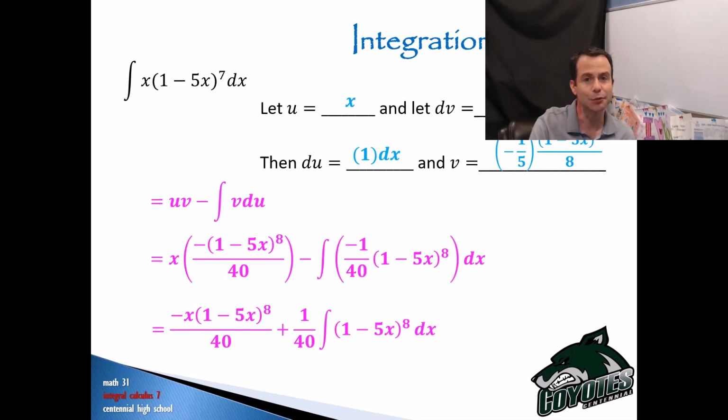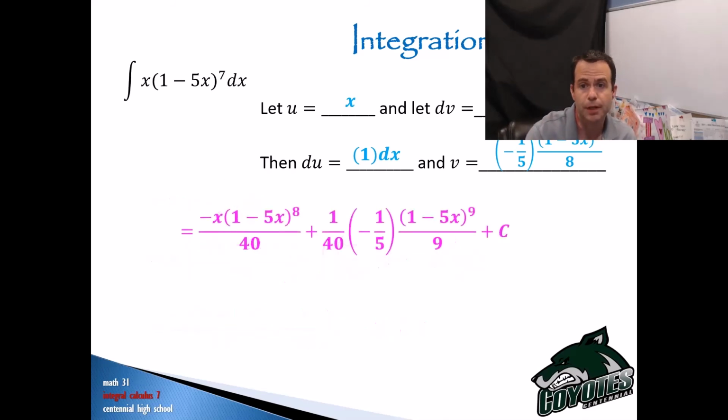When I take the derivative, I would end up taking the derivative of the inside function, which would end up being a negative 5. So I have to have something that I'm multiplying by to divide out the negative 5 that appears. Okay, so I end up with my 1 over 9, my negative 1 over 5, and the 1 over 40 that was there originally.